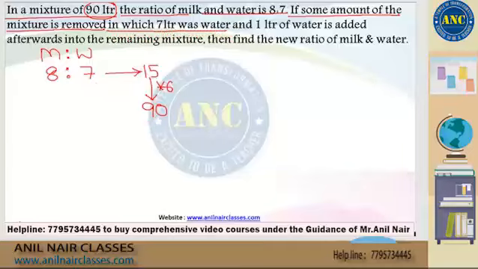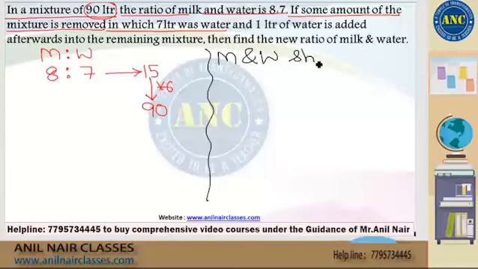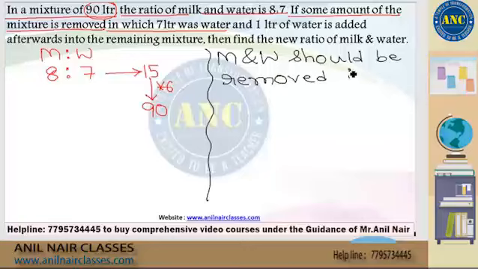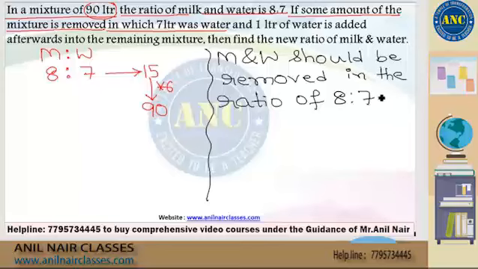Now think logically. I am removing some amount of mixture. That means milk and water should be removed in some quantity. In what ratio should it be removed? It should again be removed in the ratio of the same 8:7. That is what I told you, the concept here, before starting this problem. It should be removed in the ratio of 8:7.